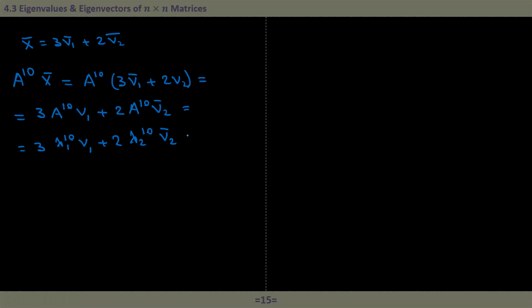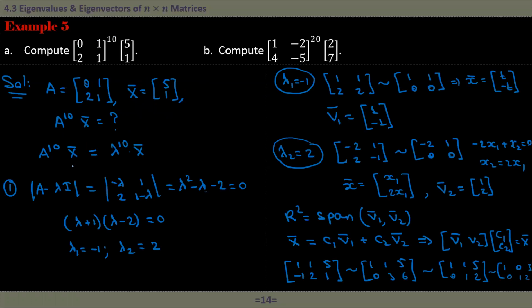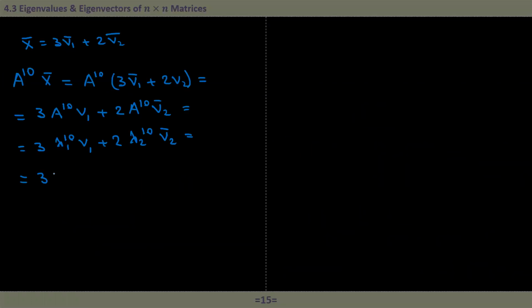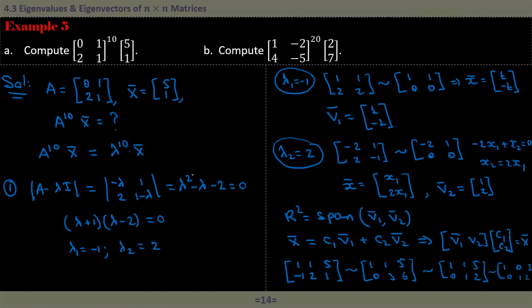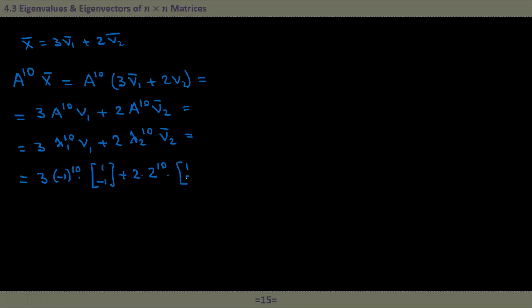So now, if you substitute the values, that is 3 times, what is lambda 1? If you remember, lambda 1 is negative 1. So here we have negative 1 to the power of 10, and v1 is 1, negative 1. Plus 2 times, and lambda 2 is 2, so here we have 2 to the power of 10, and v2 has components 1 and 2. That's it. Now see here, we didn't have to perform any matrix multiplication.